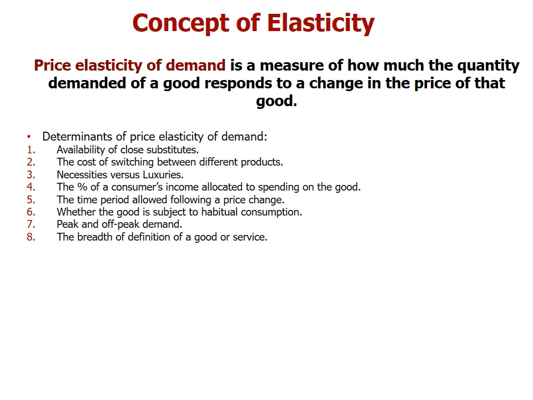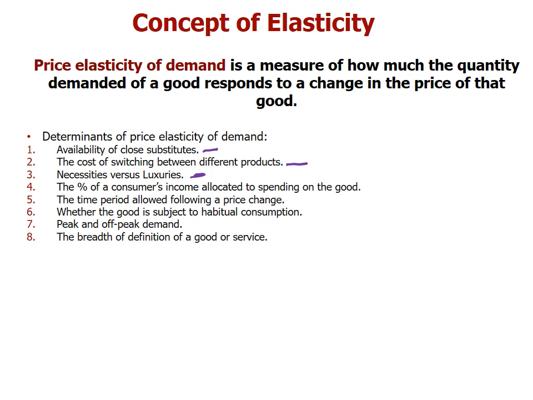Now, what are the determinants of price elasticity of demand? The availability of close substitutes. If you have close substitutes, then if the price of one commodity goes up, you can easily substitute it with another commodity, so you might have high elasticity. The cost of switching between different products. If the cost of switching is low, then you can easily move towards the new commodity, so you might have a high elasticity in that case. Necessity versus luxury items. If it's a necessity item, then you might still stick with it even though the price goes up, versus a luxury item, you might decide to do without it.